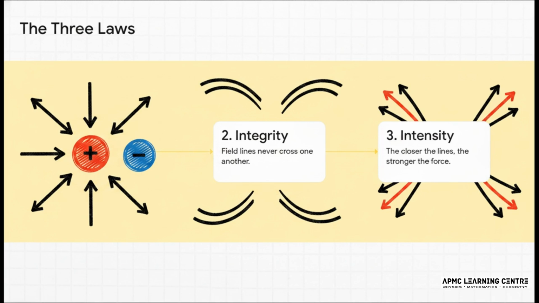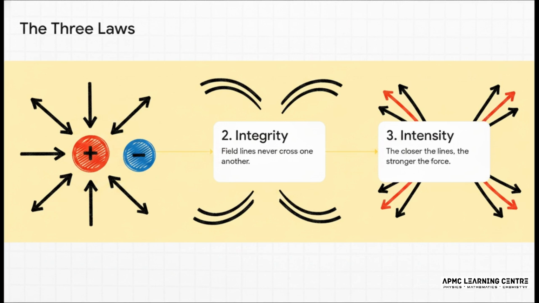Rule number 1, direction. It's simple. The arrows always point away from positive charges and always point towards negative charges. Rule 2, integrity. Field lines can never, ever cross each other. I mean, think about it. A charge can't be pushed in 2 different directions at the exact same time. It just doesn't make sense.